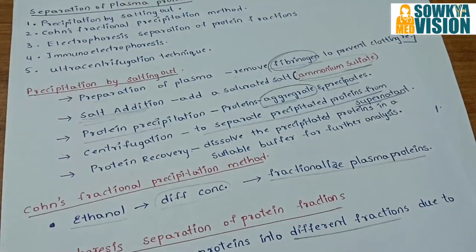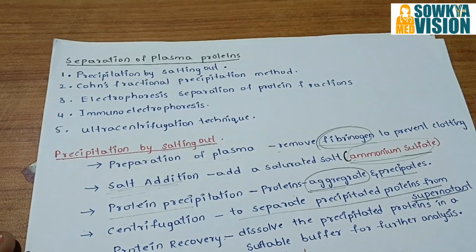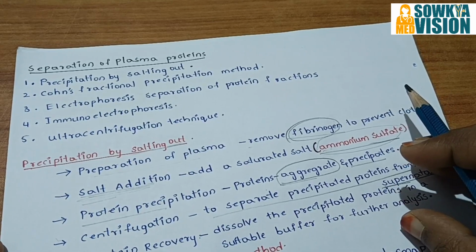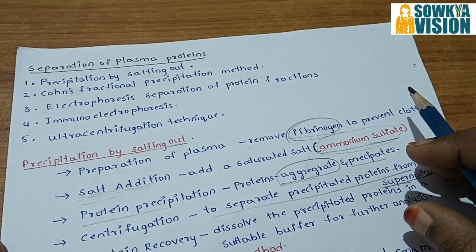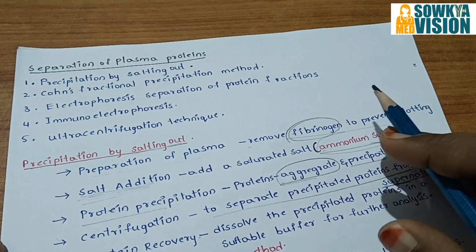Yes, see, these are the different processes for the separation of plasma proteins: precipitation by salting out method, Cohn's fractional precipitation method, electrophoresis, immunoelectrophoresis, ultracentrifugation technique. You have to study this.